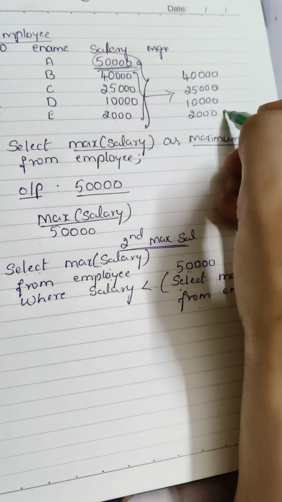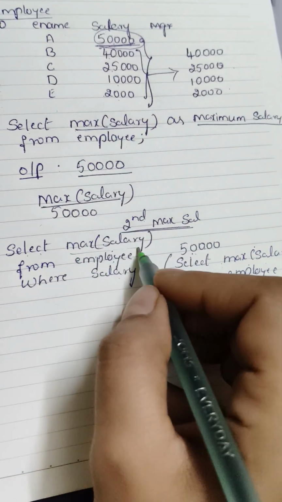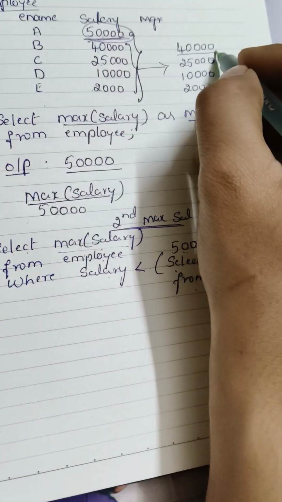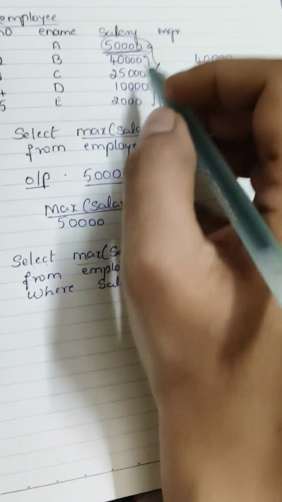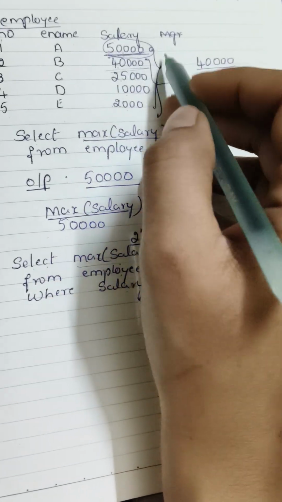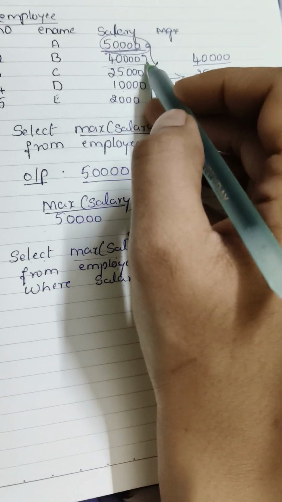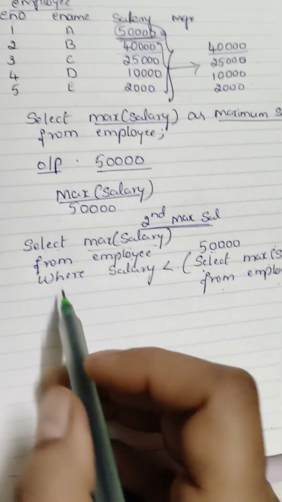So out of all the salaries, which is the highest? Which is the maximum salary here? That is 40,000. That means 40,000 is the second maximum salary. By seeing this table, you can easily see 40,000 is the second maximum salary. But to write it in the query, it will be like this.